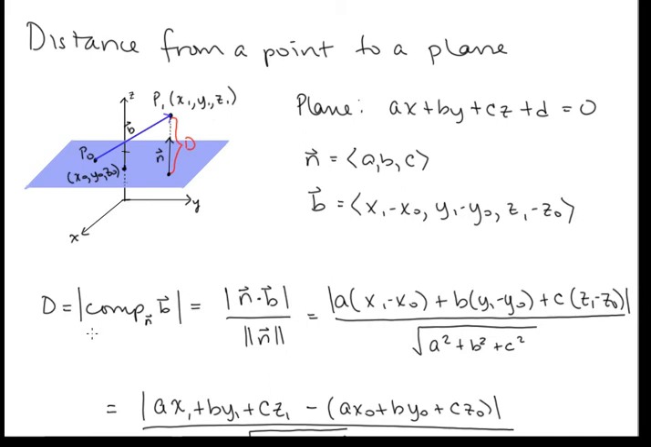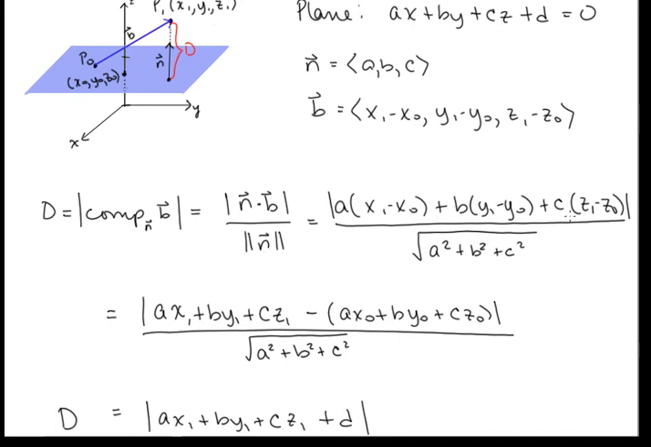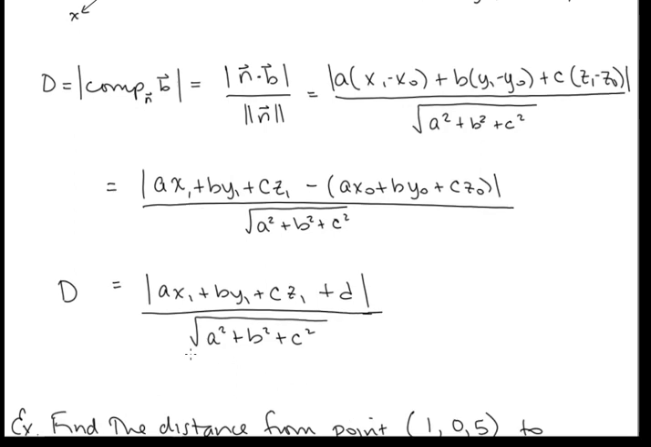So our formula from lesson 3 tells us that the component of b along n is n dot b over the length of n. We want it in absolute value, so we're here. Now notice if we expand this to simplify, we're going to have ax1 + by1 + cz1 − (ax0 + by0 + cz0). x0, y0, z0 is on the plane. So ax0 + by0 + cz0 is equal to negative d. So all of this can be replaced by negative d, and we get then a plus d here. So this is our formula for distance from a point to a plane.